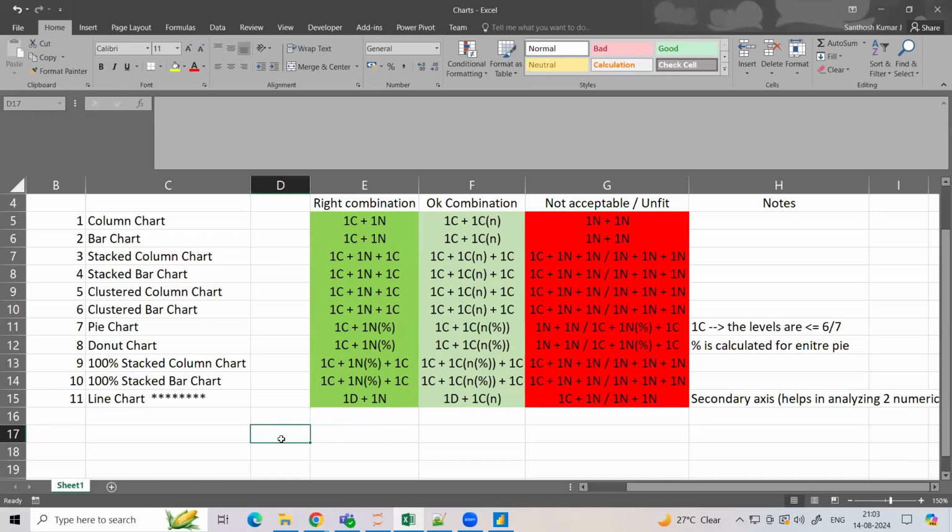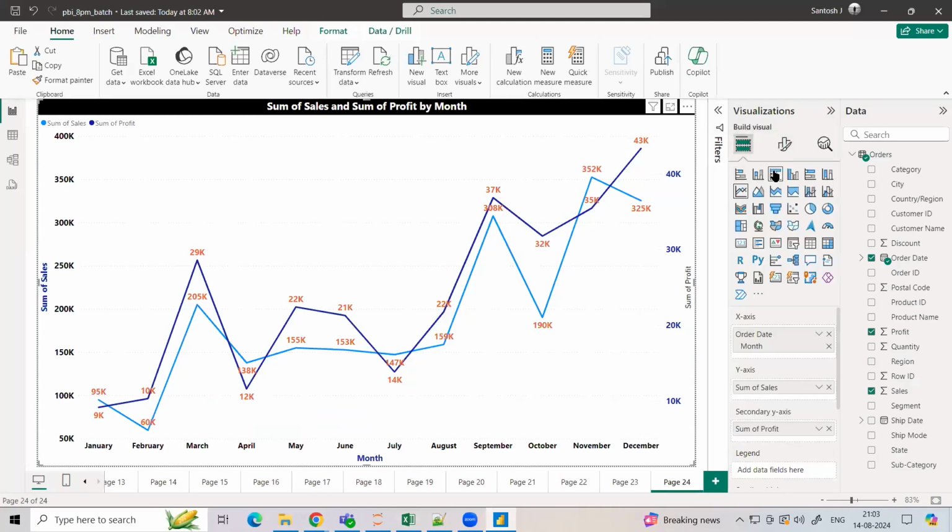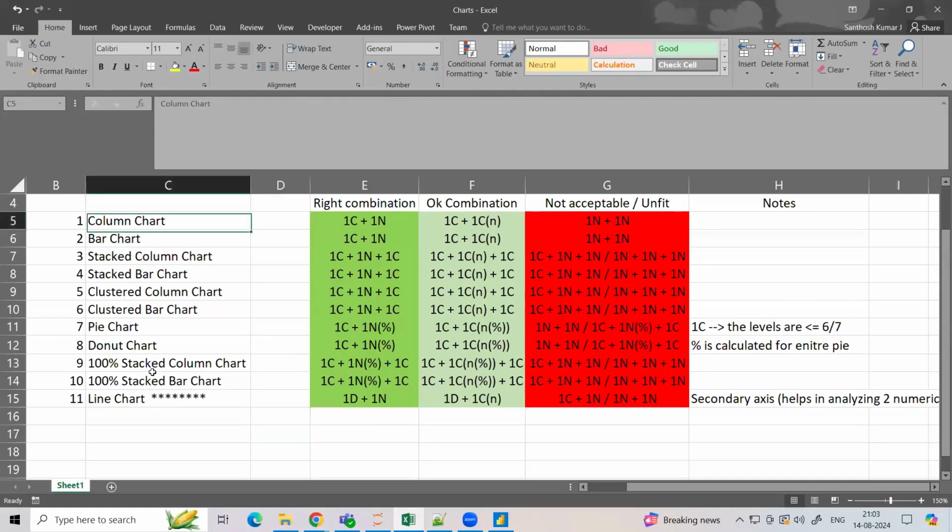Okay. With this, we have successfully completed 11 charts. There are bits and pieces that I still need to tell about the line chart, which we'll cover in the next class. Out of about 30 to 35 charts, we have completed a total of 11 charts. In the next class, we will see more charts.